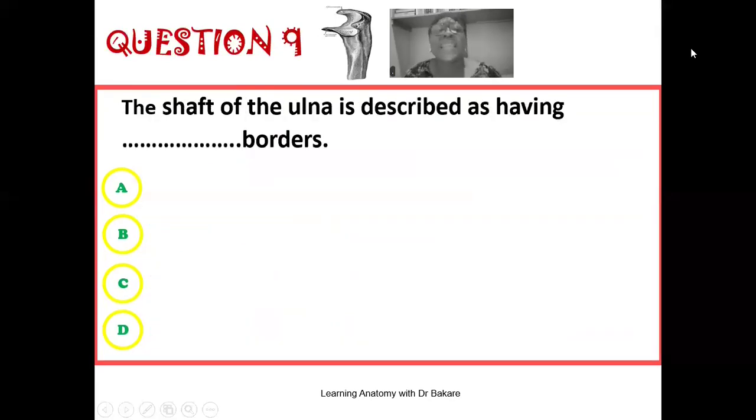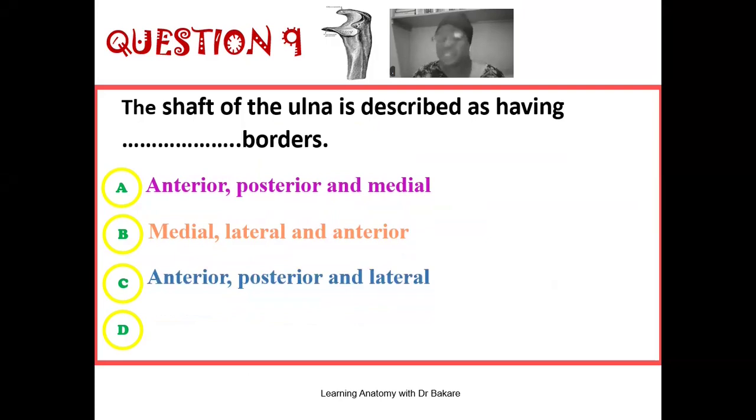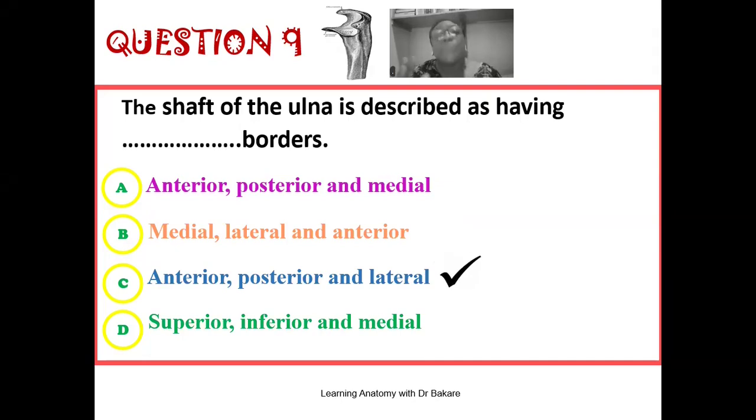Now let's go to the ninth question, and this reads that the shaft of the ulna is described as having dash borders. Is it seen as having the anterior, posterior, and medial borders? Is it seen as having the medial, lateral, and anterior borders? Is it seen as having anterior, posterior, and lateral borders? Or is it superior, inferior, and medial borders? The correct answer is the anterior, posterior, and lateral borders. These are the three borders that the shaft of the ulna presents.